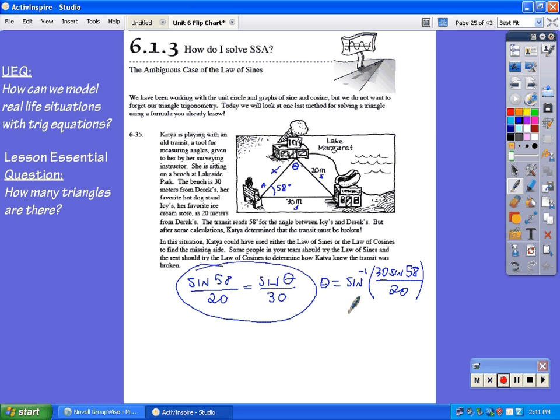I have the inverse sine of 1.27. I am not telling you why that is bad. You need to come to class tomorrow with why this cannot be solved. Okay? So, moving on. Next problem.